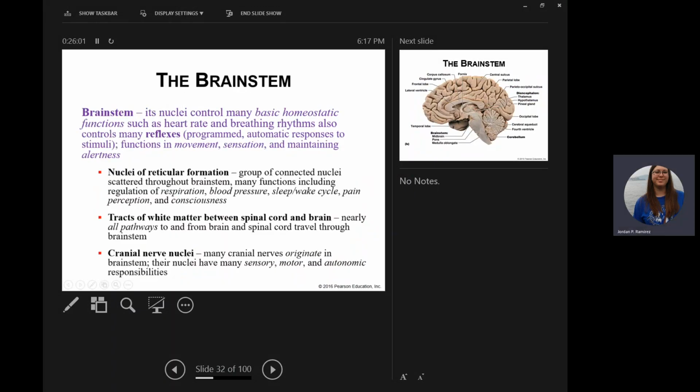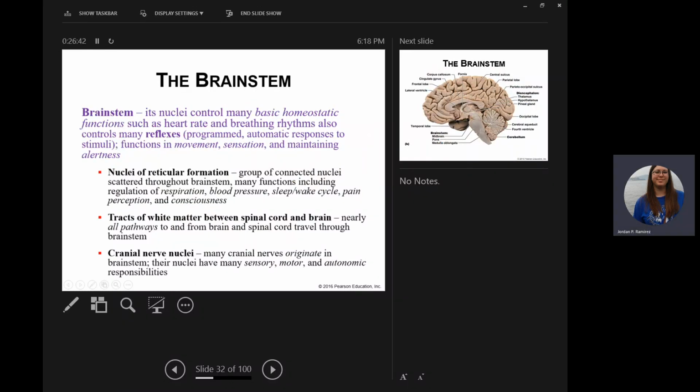That was the cerebellum. Now we're going on to our last section, our fourth section, the brainstem. Lots of different divisions here, and we're going to talk about all of them. Its nuclei control many basic homeostatic functions: heart rate, breathing rhythm, and reflexes. Reflexes are our programmed automatic responses to different stimuli. It also functions in movement, sensation, and maintaining alertness in addition to those homeostatic functions.